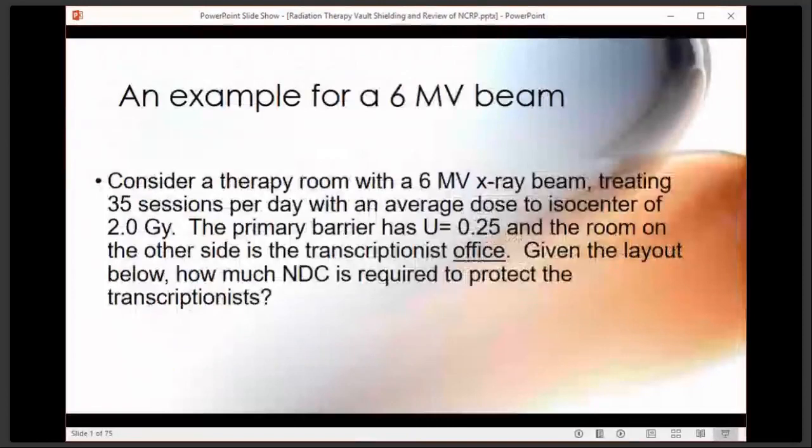All right, so let's look at an example here for a 6 MV beam. I know there was some request to have 6 and 18, but it's too involved to do in the time frame we have. Consider a therapy room with a 6 MV X-ray beam, treating 35 sessions per day with an average dose to the isocenter of 2 gray. The primary barrier has a use factor of 0.25, and the room on the other side of the barrier is a transcriptionist office. Given the layout below, how much normal density concrete is required to protect the transcriptionists?